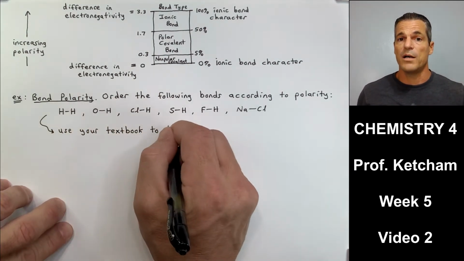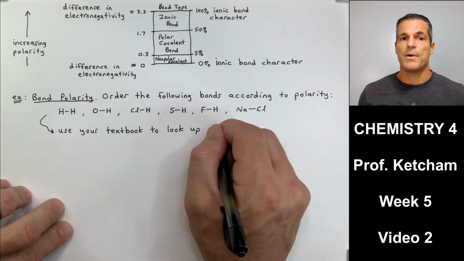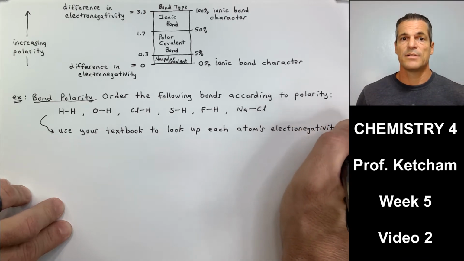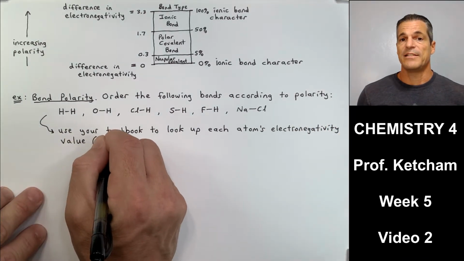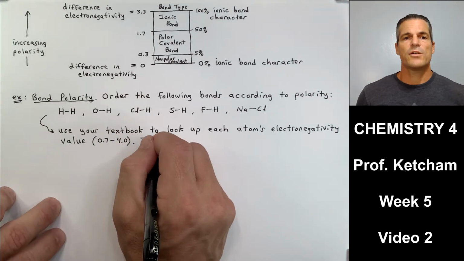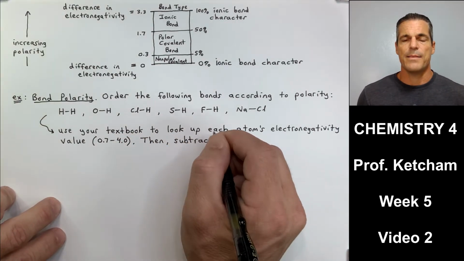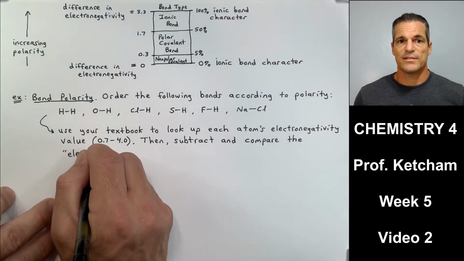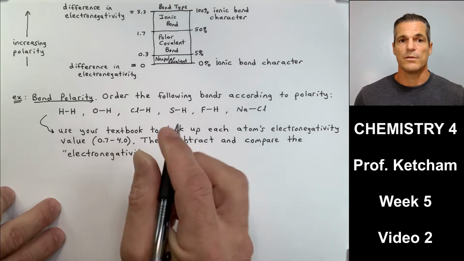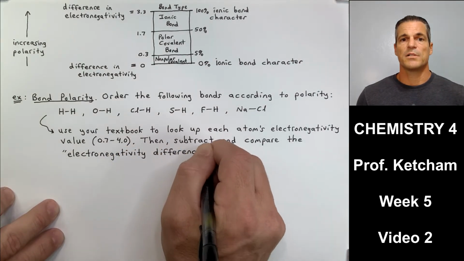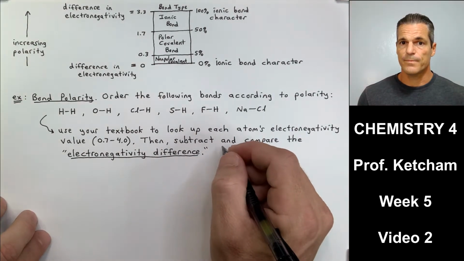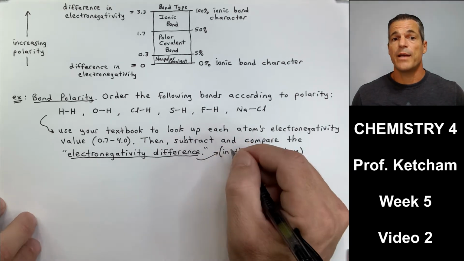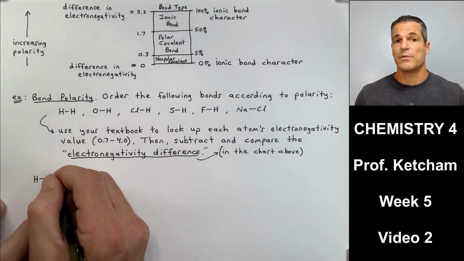Order the following bonds according to polarity. We have an H-H bond, O-H bond, a Cl-H bond, an S-H bond, an F-H bond, and an Na-Cl bond. All right. So you can use your textbooks, or you could look up every atom's electronegativity in Google. Remember, you would never have to memorize this on anyone's exam, including my own. But it says here, use your textbook to look up each atom's specific electronegativity value, and then you subtract and compare the electronegativity differences. Then compare it to the chart above.